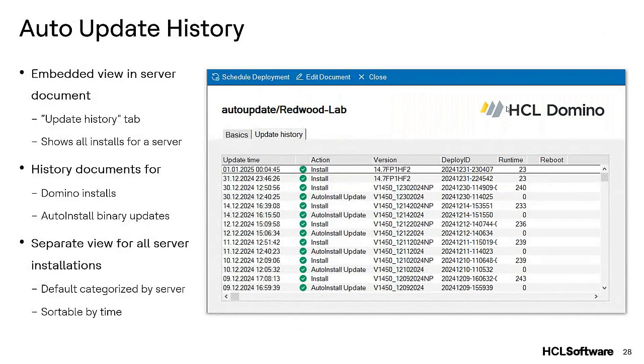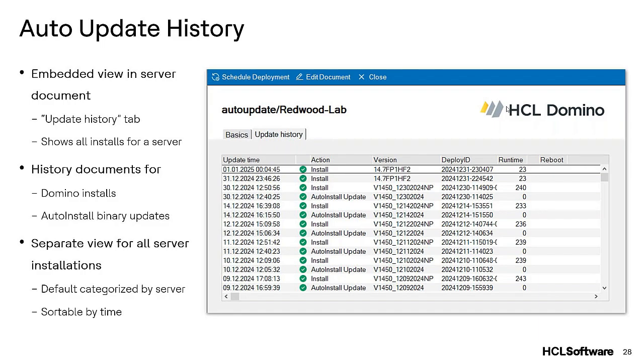And a word about the auto update history. In each server document, we showed the basics tab earlier. This is the update history tab. This is an embedded view that shows a history of all the installs that have been done for this server. In the action column, the ones that say install were an install of Domino. The ones that say auto install update are updates of the auto install binary itself.